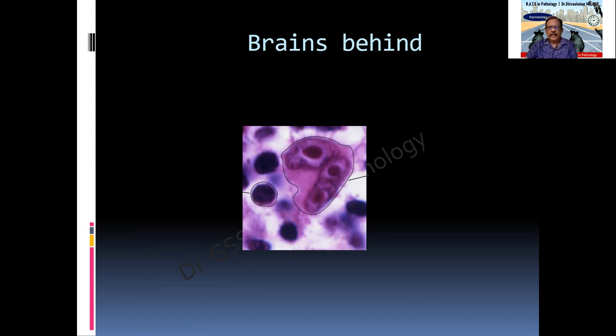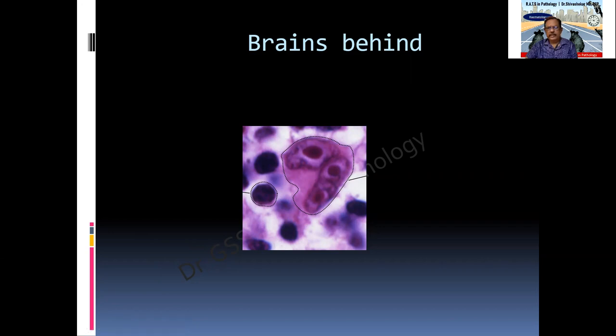On the screen, I am seeing a cell. It is multinucleated and there is a prominent eosinophilic nucleolus in each cell. See, there are multiple nuclei, prominent nucleoli, and this is the shape of the cell. So this is one variant of the R.A.T.S cell.